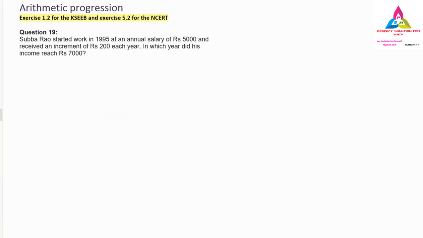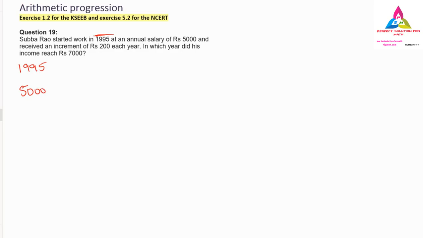Here we know that Subba Rao started work in 1995. 1995 is a number, but we can't take that as an AP because this year will increase. In that year he started work, so what was the salary he had? That is 5,000. So in that year 5,000 was his salary.